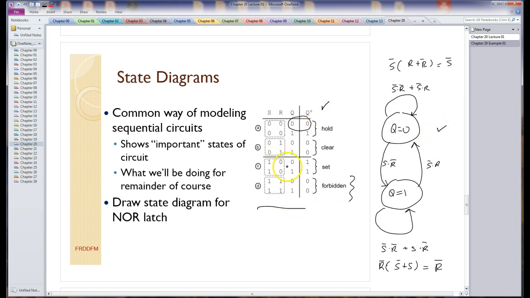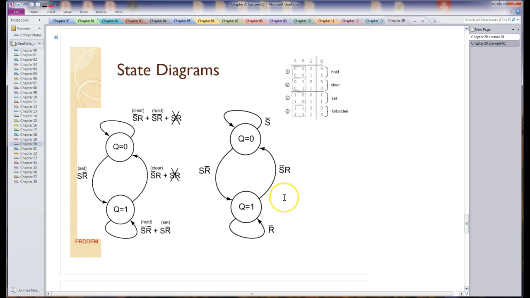Now this is hard to read. This table has a lot of 1s and 0s in it. It's really tough to read. State diagrams are much easier to read because they're a visual description of the circuit rather than a tabular description. So these are the two diagrams.